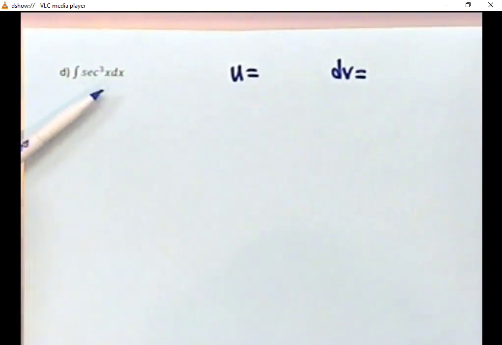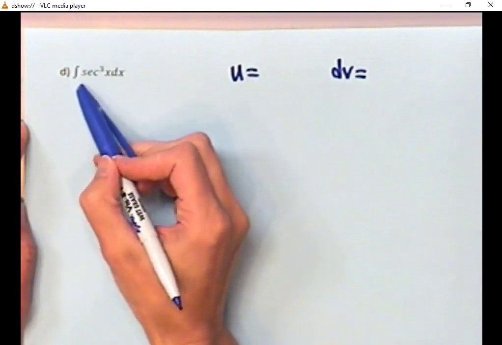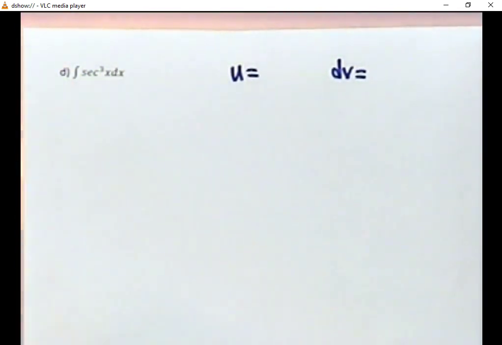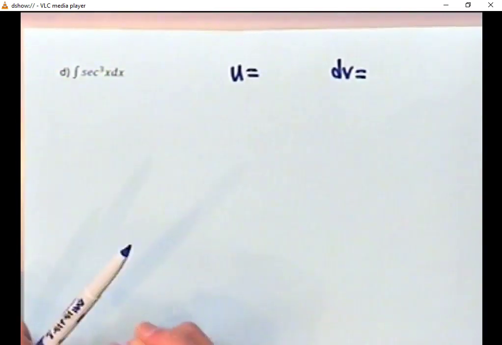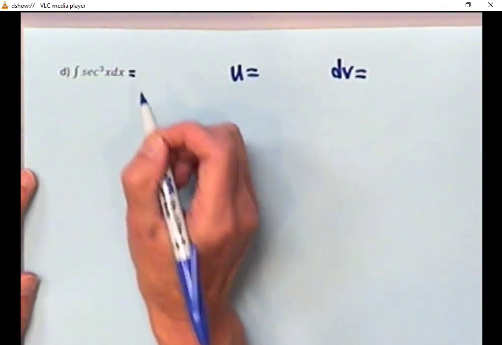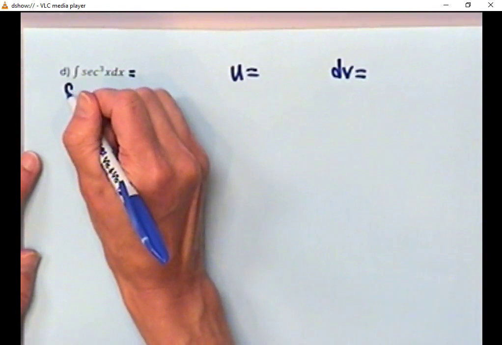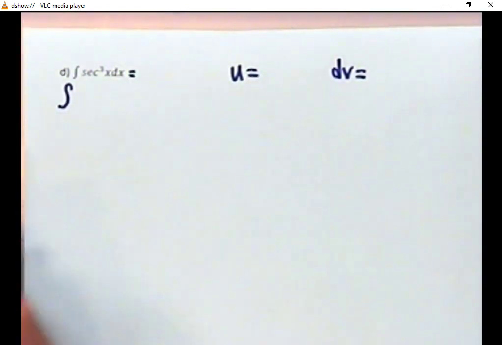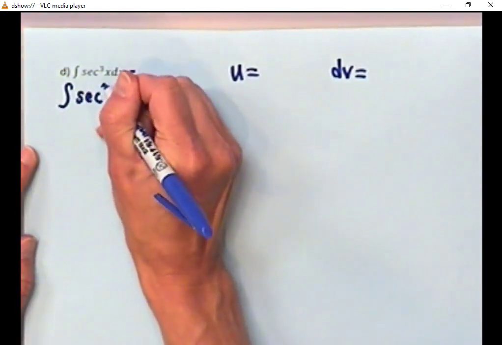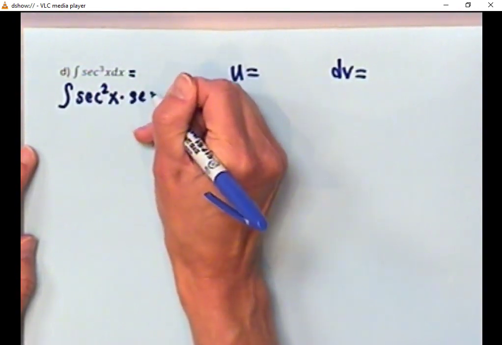But if I choose this to be u, that's not a very nice du, is it? Then you have to use a chain rule. You'd have to drop the 3 down: 3 secant squared times the derivative, which is secant tangent. Seems fairly complicated. So I'm going to show you one thing you can do with a trig function like this that has a higher power. You can split it up. So secant cubed, you could write as secant squared times secant.